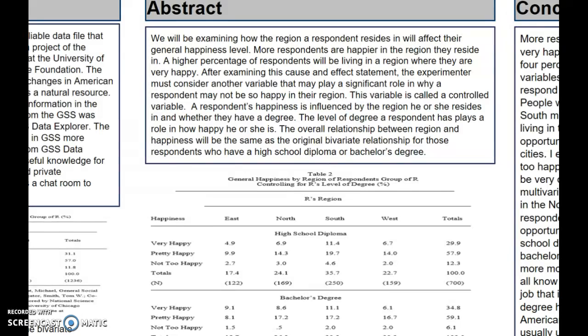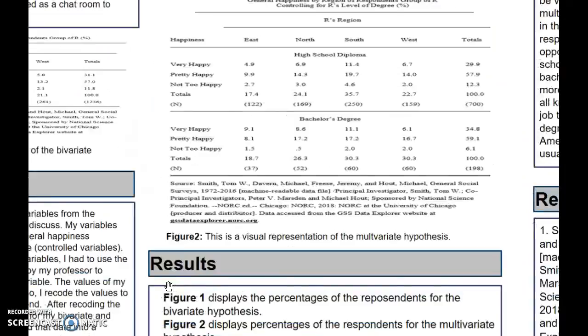What caught my attention was how people living in the southern region of America with only a high school diploma responded to being very happy more than those respondents living in the southern region who had a bachelor's degree. It was like a 0.3% difference.